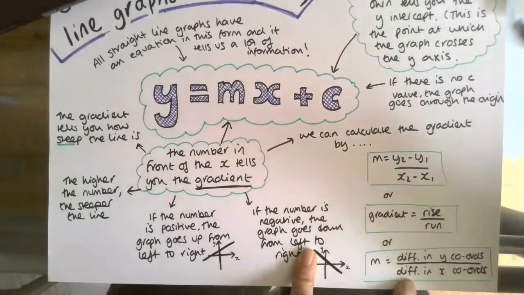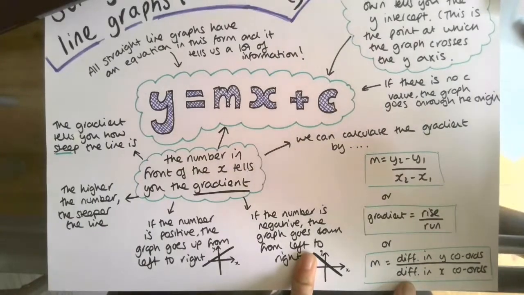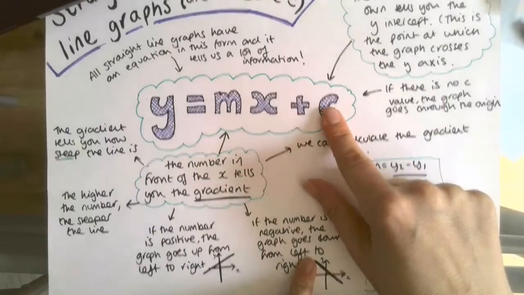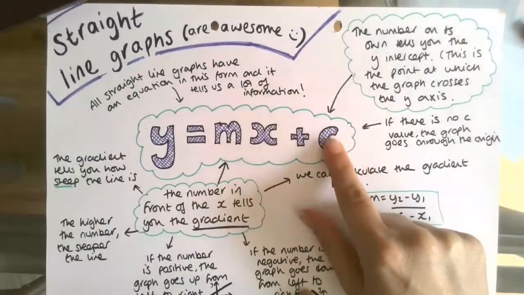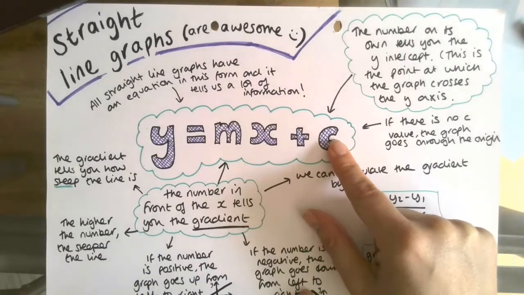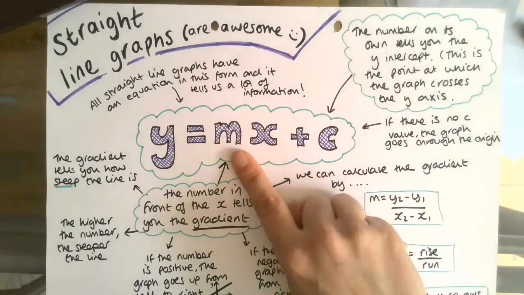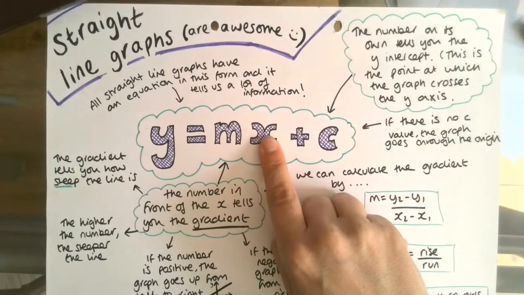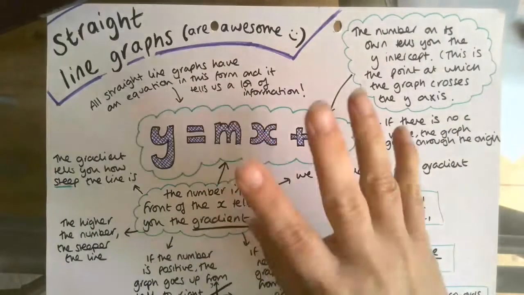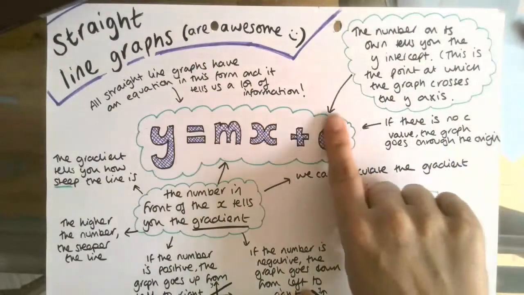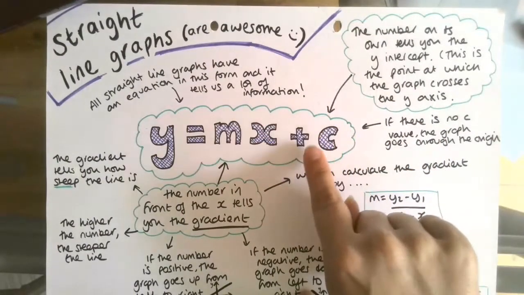Okay, I've rambled on about the gradient enough. Let's move on to C. So the number that is on its own, and whenever I say on its own, I mean it's not involved with the x, it's not multiplying by the x, or it's not divided by the x or anything like that. It's just a number on its own, and it can be plus or minus, right?